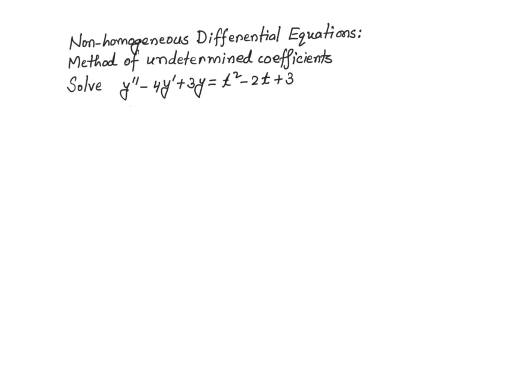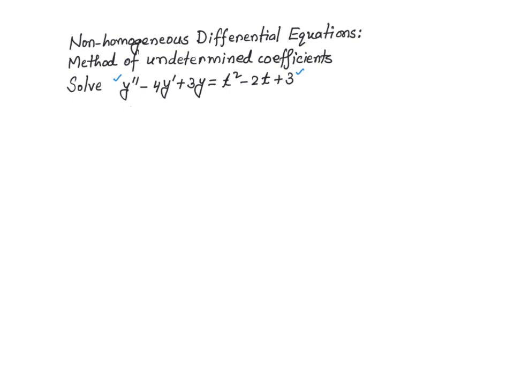In this video, I'm going to solve this non-homogeneous differential equation using the method of undetermined coefficients. And the differential equation is y double prime minus 4y prime plus 3y is equal to t square minus 2t plus 3. Please note that the right side is a polynomial, okay?